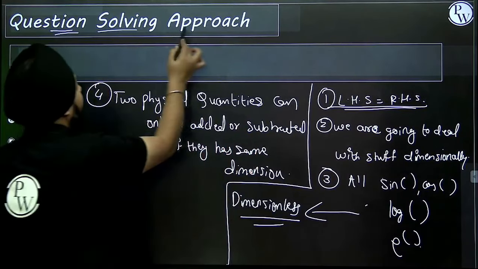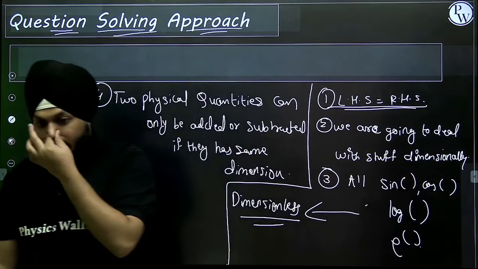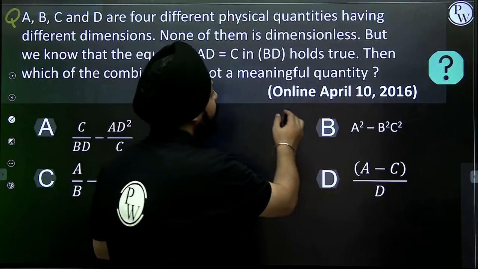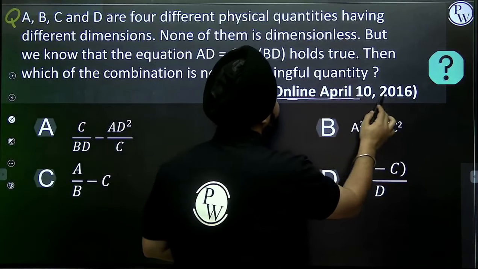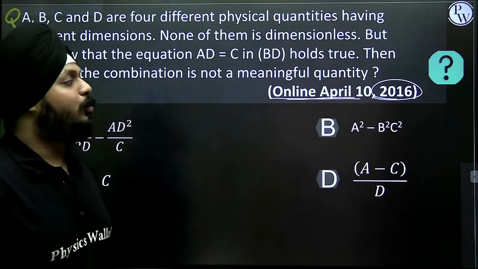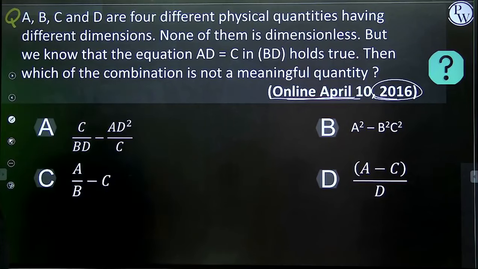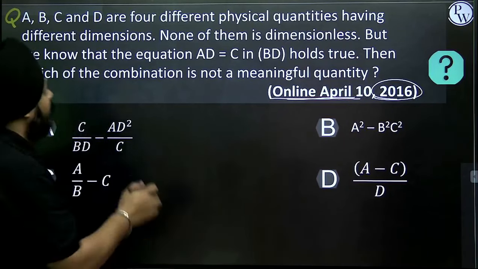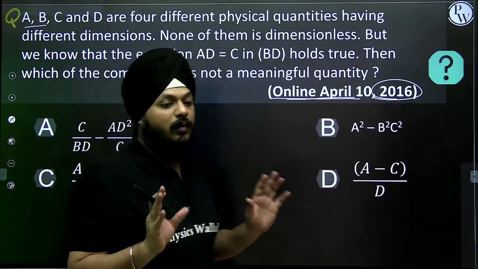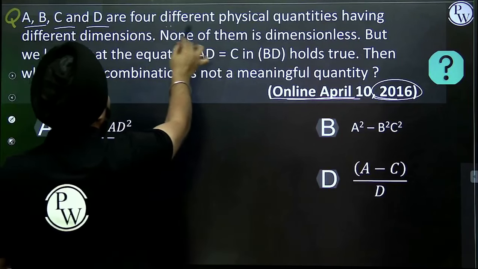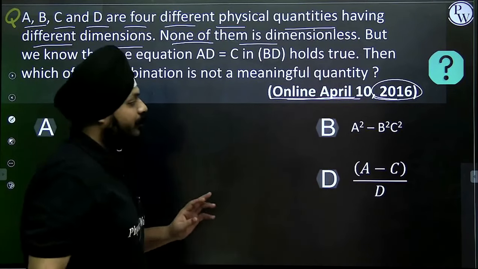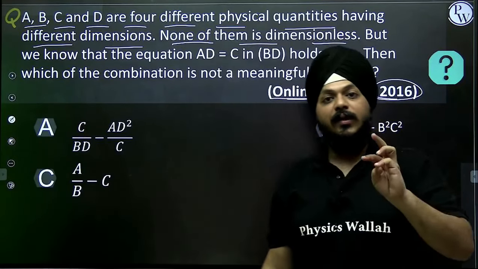And we are going to use this in the PYQs. Let's see the question that was asked in the JEE examination in April 2016. Most important thing, see. A, B, C and D are four different physical quantities having different dimensions. None of them is dimensionless. A, B, C, D, four physical quantities.